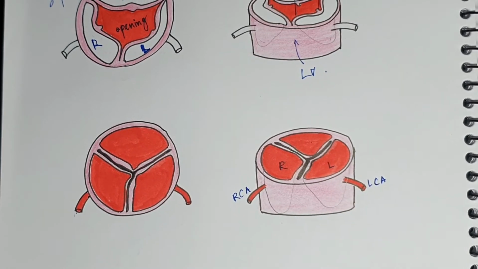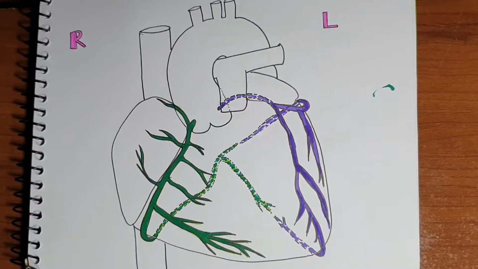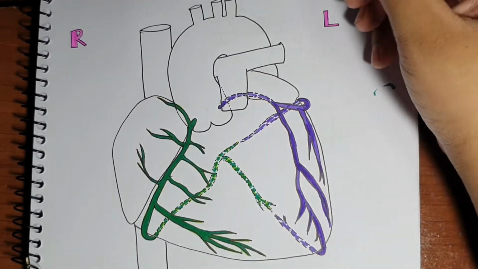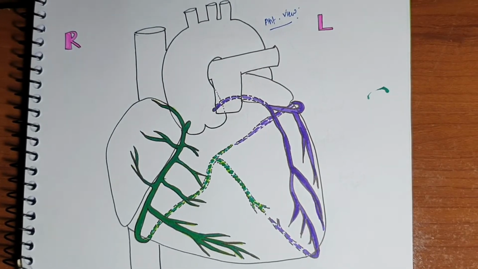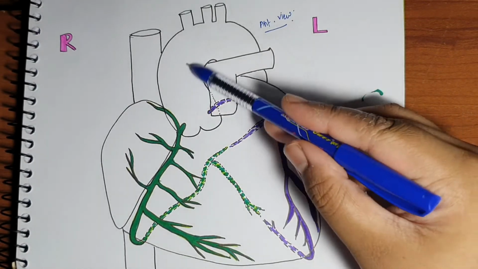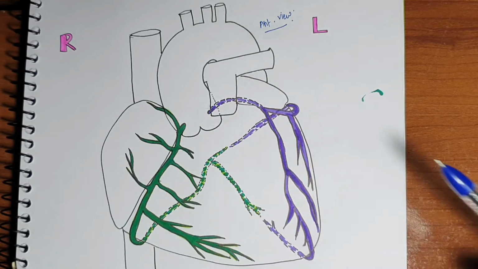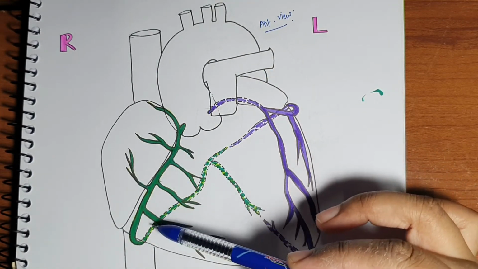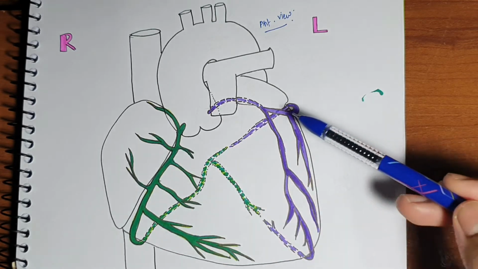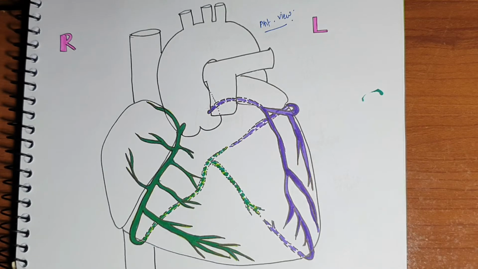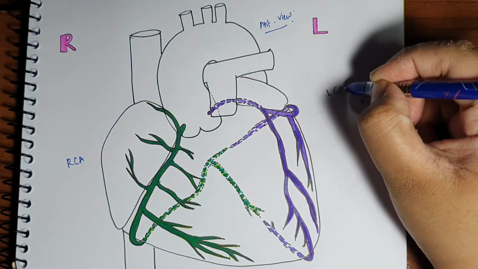So now let's look at the supply of the heart, how these coronary arteries travel in the heart. This is looking at the heart from the anterior view. We have the aorta, the pulmonary trunk, the superior vena cava, and the green one here is the right coronary artery and its branches. The purple is the left coronary artery and its branches. So we have the right coronary artery and the left coronary artery.